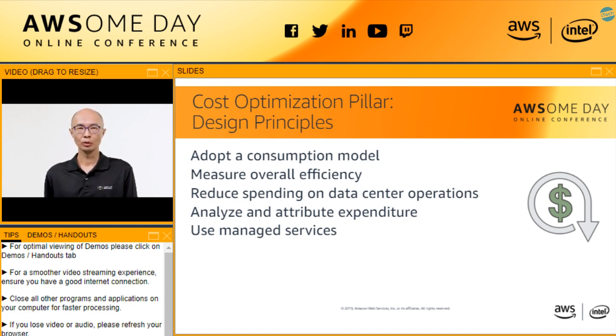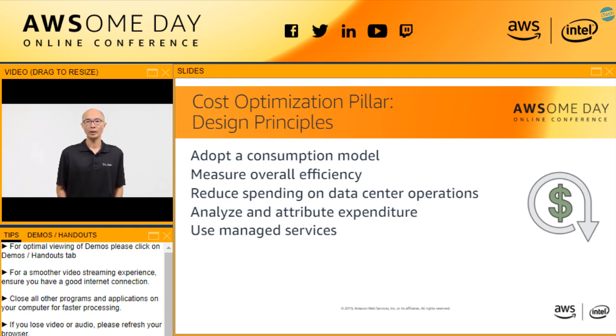Adopt a consumption model. With a consumption model, you pay only for the computing resources you use and then increase or decrease depending on business requirements, essentially trading CapEx for OpEx. The next principle is to measure overall efficiency. It is important to measure the business output of the systems and costs associated with delivering it. Then take this measurement to understand how gains are made from increasing output and reducing costs.